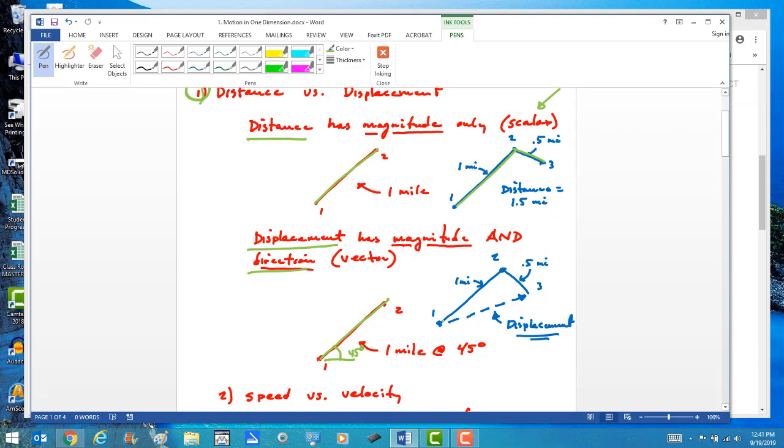Whereas if I'm talking about displacement, and I walked 1 mile, and then I turned a corner and I walked half a mile, my displacement is not 1.5 miles. My displacement is represented by this dotted vector, and just eyeballing it, it would be a little over 1 mile and a little less than 1.5 miles. That's the difference. And so in order to solve this, you need to do a little bit of trigonometry. And don't worry, if you haven't done trig in a while, we'll cover that in due time.